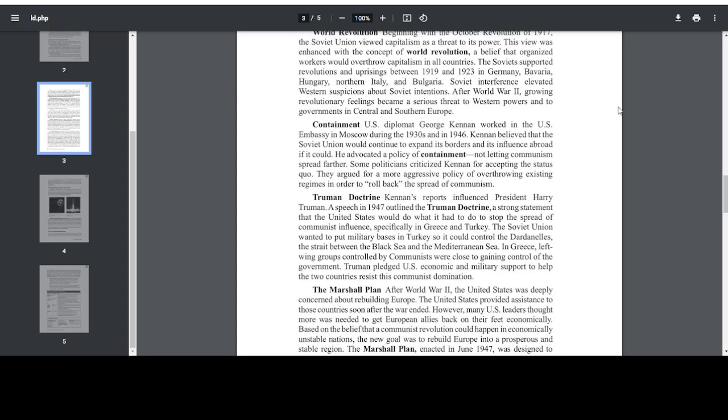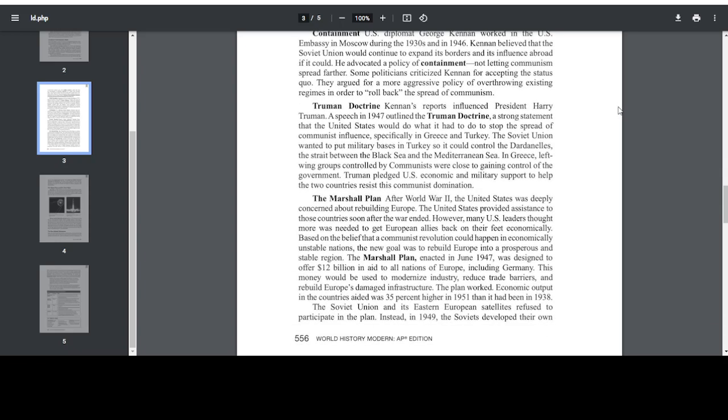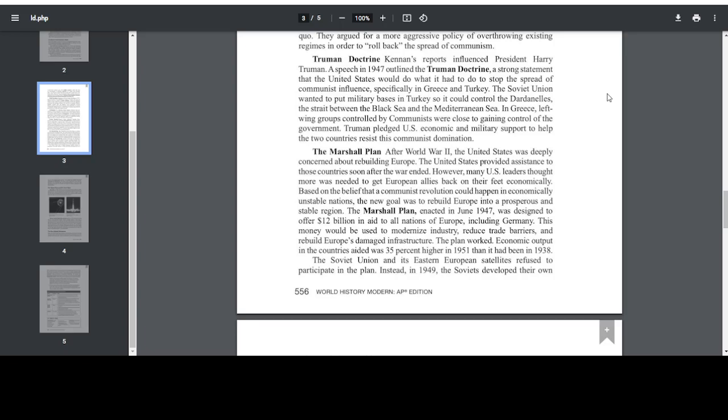Truman Doctrine. Kennan's reports influenced President Harry Truman. A speech in 1947 outlined the Truman Doctrine, a strong statement that the United States would do what it had to do to stop the spread of communist influence, specifically in Greece and Turkey. The Soviet Union wanted to put military bases in Turkey so it could control the Dardanelles, the strait between the Black Sea and the Mediterranean Sea. In Greece, left-wing groups controlled by communists were close to gaining control of the government. Truman pledged U.S. economic and military support to help the two countries resist this communist domination.